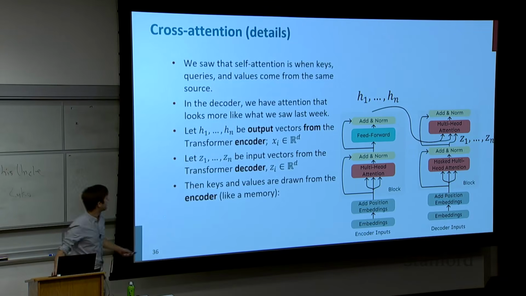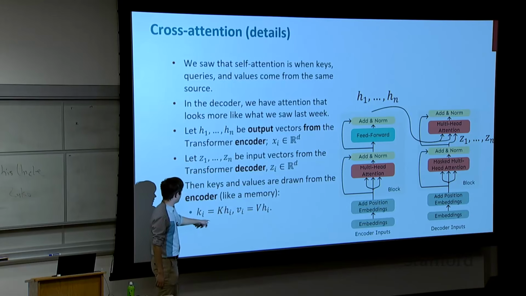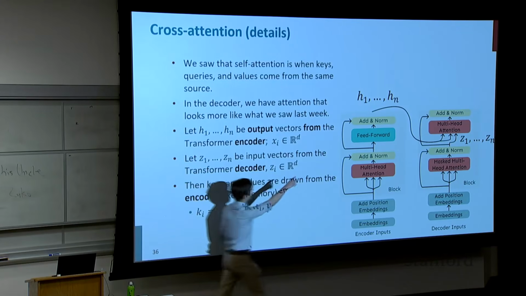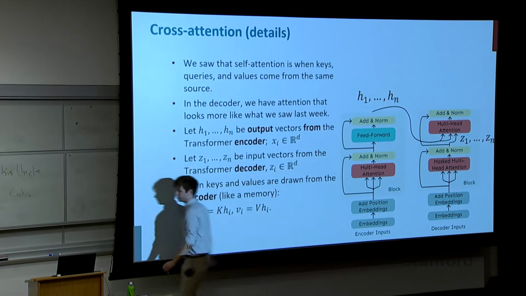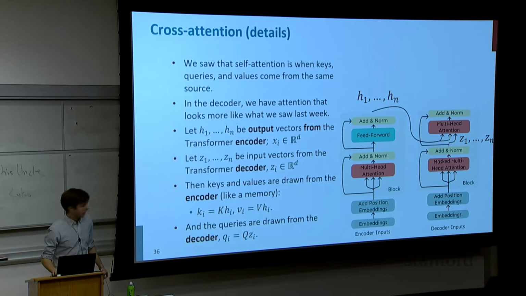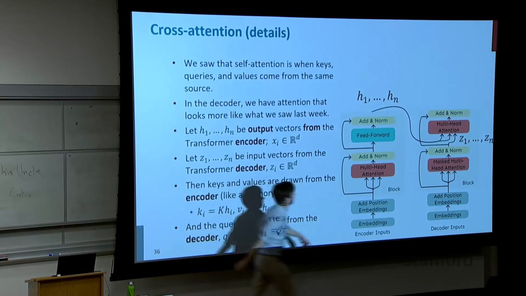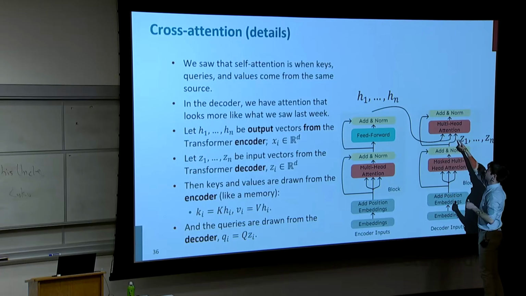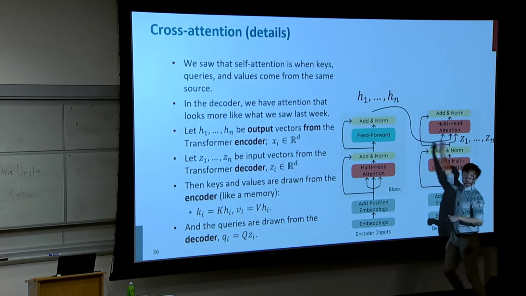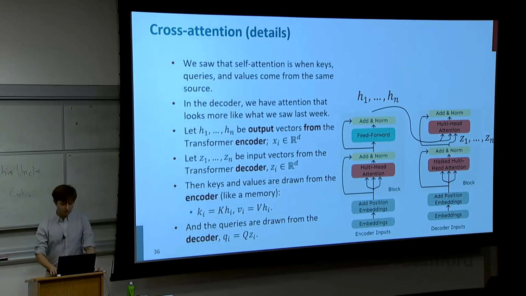And then I simply define my keys and my values from the encoder vectors, these h's. So I take the h's, I apply a key matrix and a value matrix, and then I define the queries from my decoder. So this is why two of the arrows come from the encoder, and one of the arrows comes from the decoder. I've got my z's here, get my queries, my keys and values from the encoder.